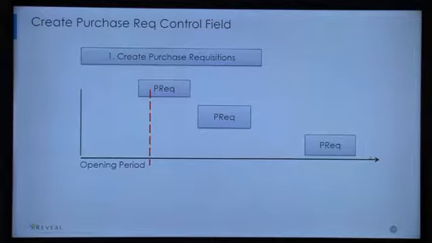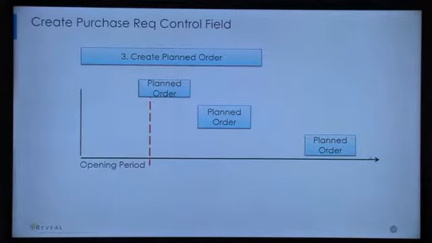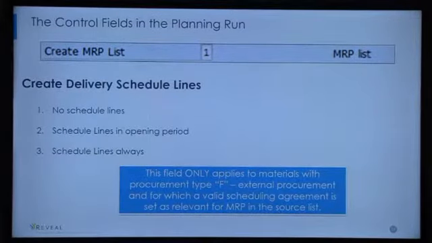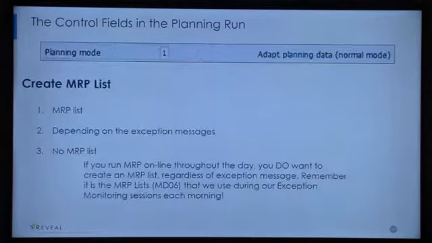MRP could deal with requisitions. So here we're basically saying just make them requisitions. I don't want to see planned orders and then requisitions after the opening period, just make them requisitions. Okay, same way with planned orders. When they fall in that opening period, that's going to fall in your window for CO41 to get you converted. Same with requisitions. Schedule lines, we're always creating delivery schedule lines in the setting.